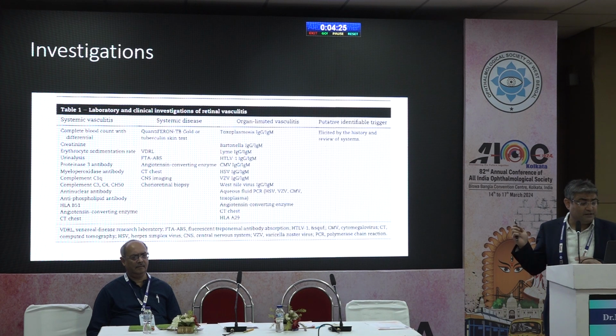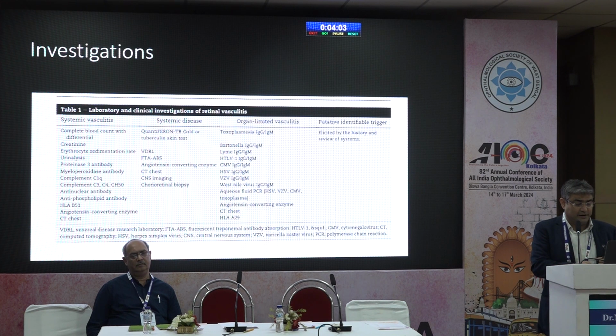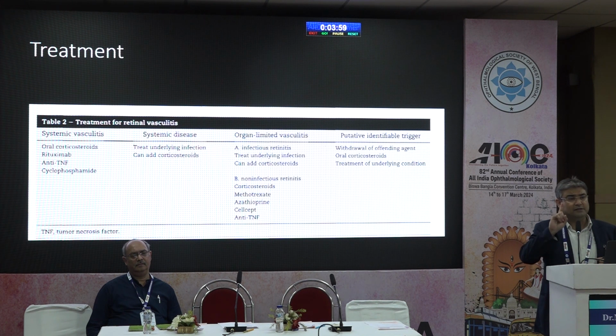Investigations, the commonest investigations we do for these patients are complete blood counts with differential counts, then ESR along with QuantiFERON Gold, VDRL. ACE is not routinely done, but I get a CT chest done if it is looking like sarcoidosis. Then naturally TORCH infection, and with the putative identifiable trigger, the history is the catch point. I have seen one case of post-vaccination vasculitis with Covishield.